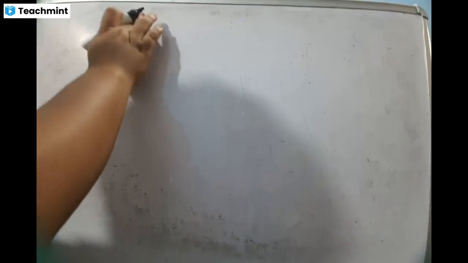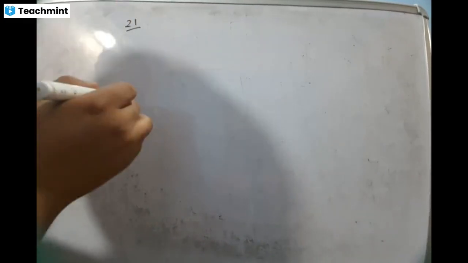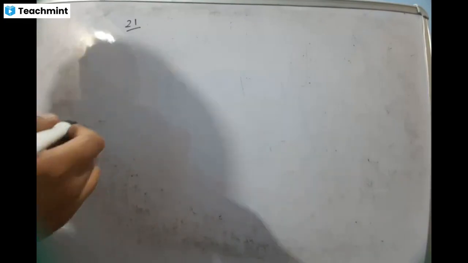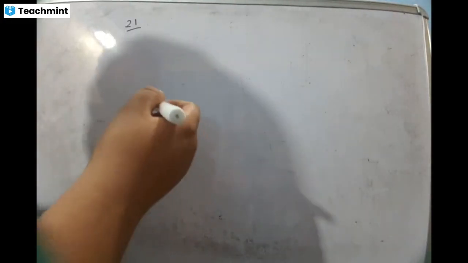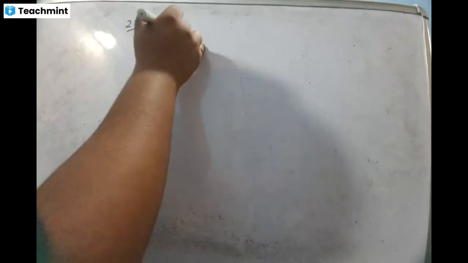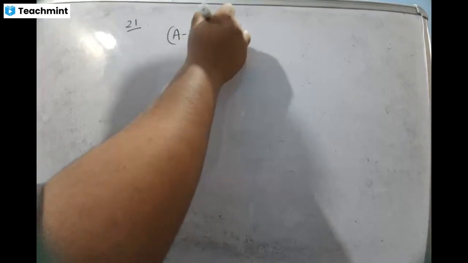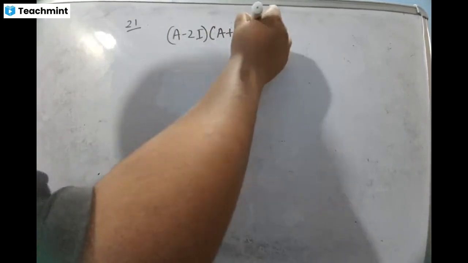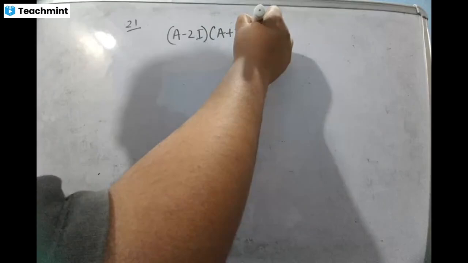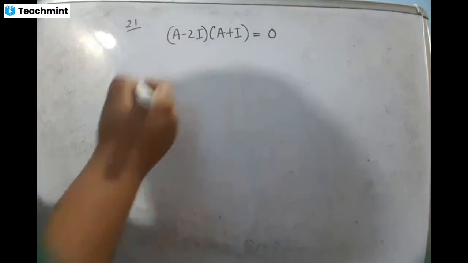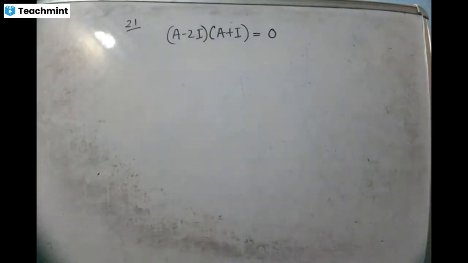Okay, now let us do question number 21. Okay, everyone, question number 21 is: if A is a square matrix such that capital A minus 2I into A plus I is equal to 0, I have to find A inverse.